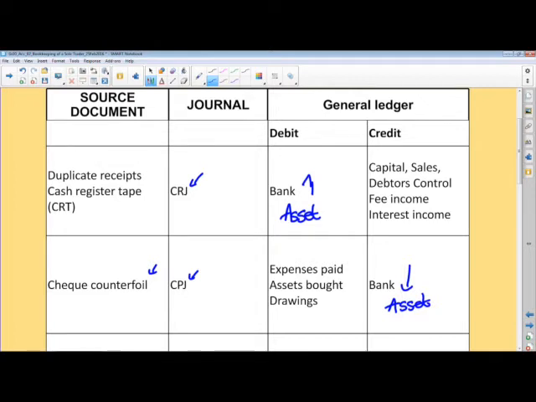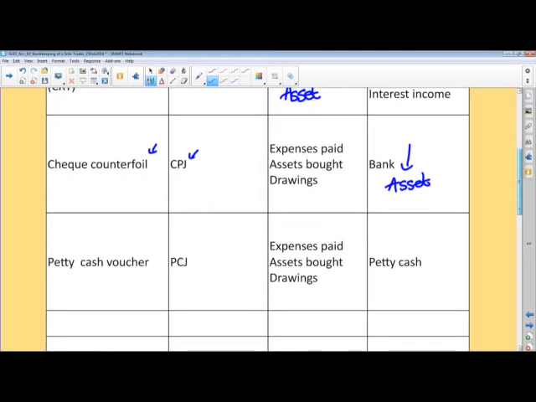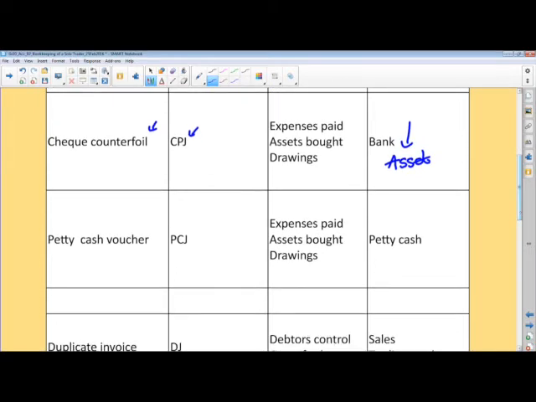Let's go and look at the petty cash journal. The petty cash journal has a petty cash voucher. We will place it in the petty cash journal. We have expenses paid. And remember, if we pay expenses or buy assets or the owner draws, your petty cash will go down. And remember, assets go down on the credit side again.